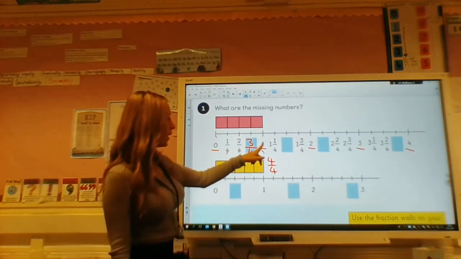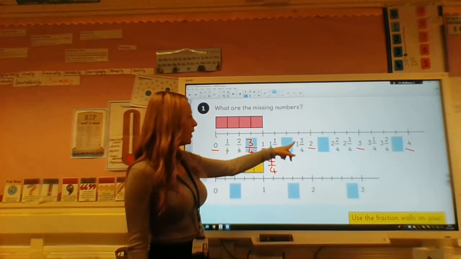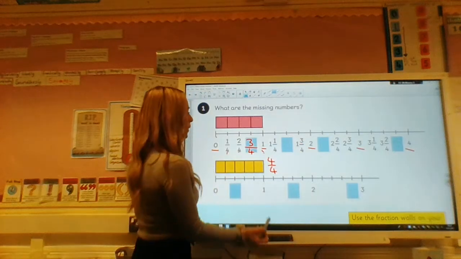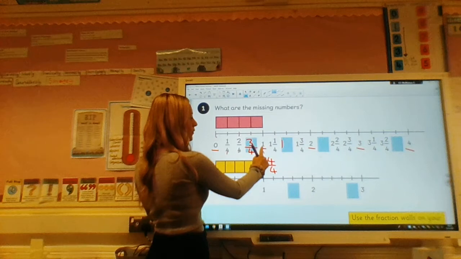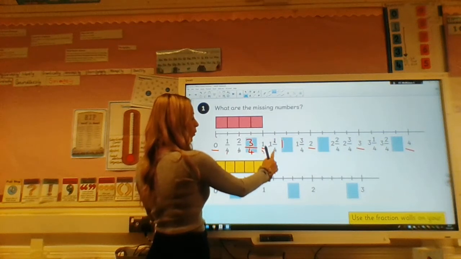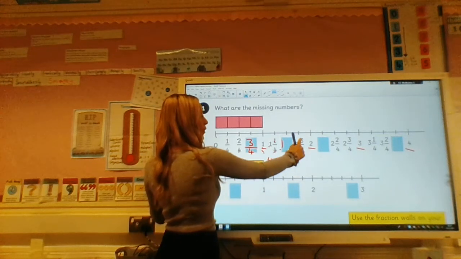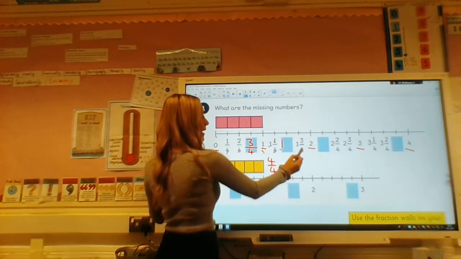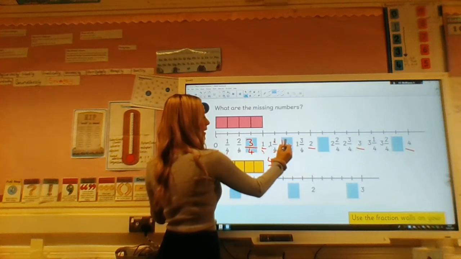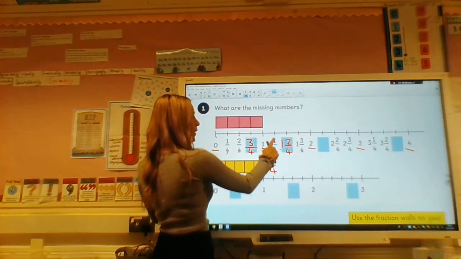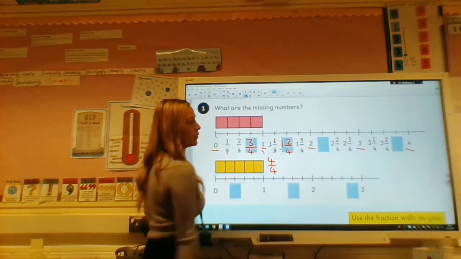If we look at the next part, it's 1 and 1/4, then a missing number, then 1 and 3/4, and then 2. So this part, we know that 1 whole needs to go there, because look, you've got 1 and 1/4, so 1 whole number needs to go there. We've got 1/4, and then we've got 3/4. So again, the denominator is 4. We've got 1, then a missing number, then 3, so that must be 2. So it's 1 and 1/4, 1 and 2/4, 1 and 3/4, and then we're at the number 2.